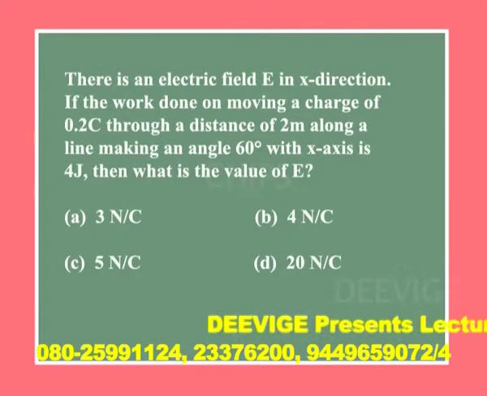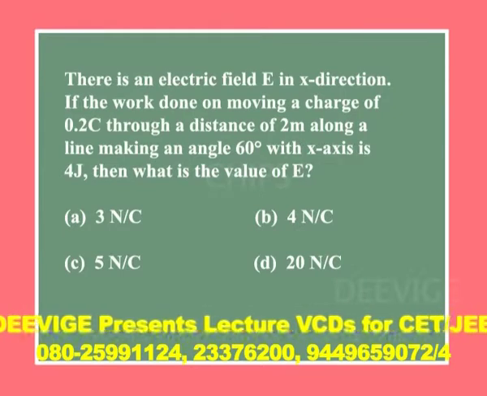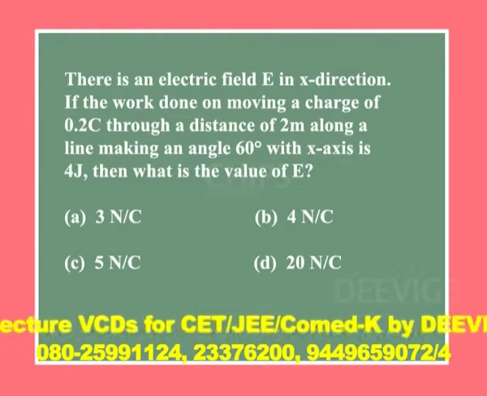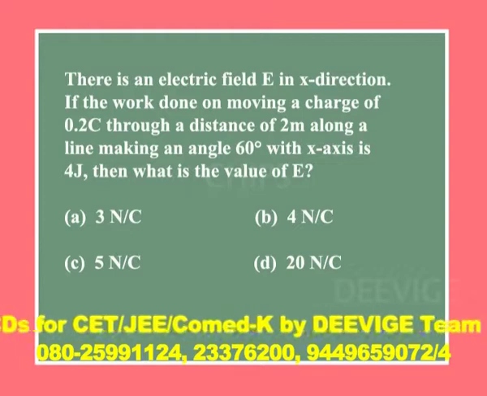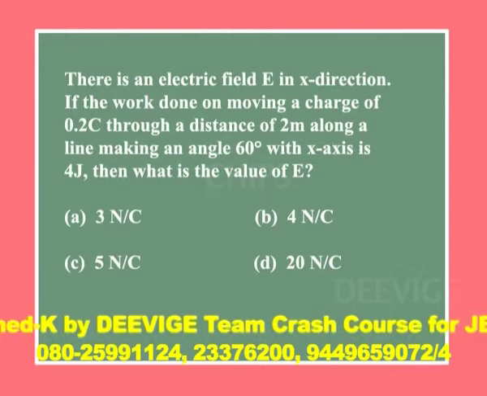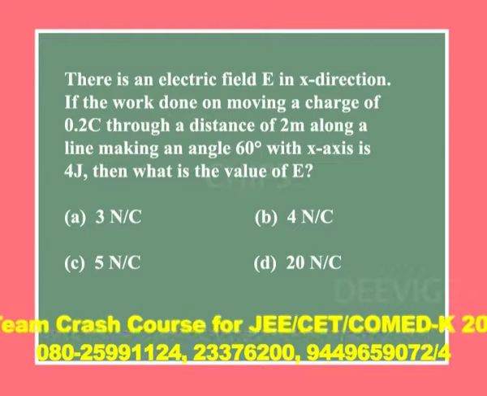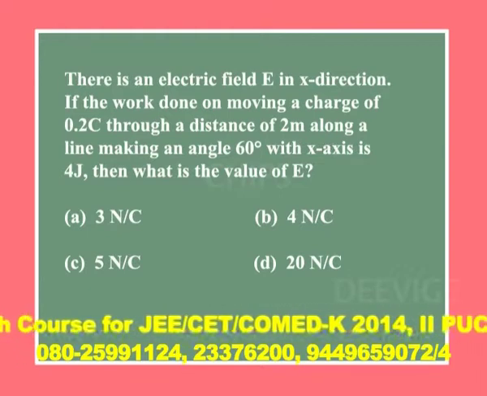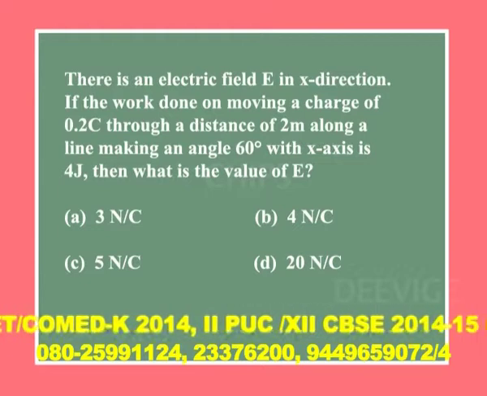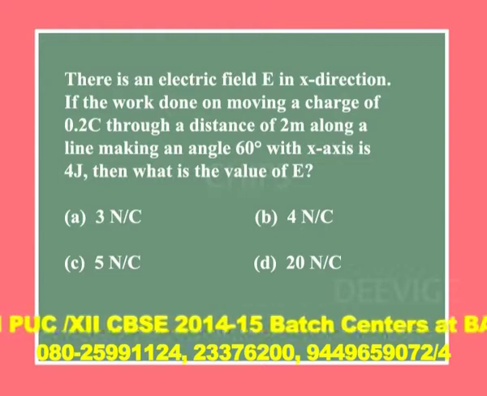Let me take up the problems on electric field lines and dipole. There is an electric field E in the x direction. If the work done on moving a charge of 0.2 coulomb through a distance of 2 meter along a line making an angle of 60 degree with the x axis is 4 joule, then what is the value of E? Option A, 3 Newton per coulomb; option B, 4 Newton per coulomb; option C, 5 Newton per coulomb; option D, 20 Newton per coulomb.